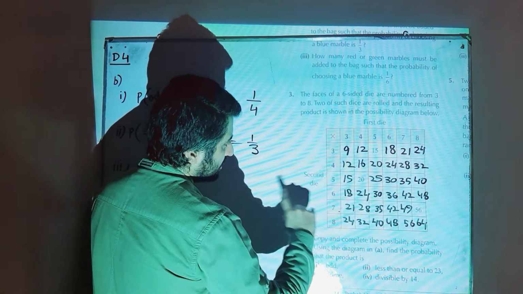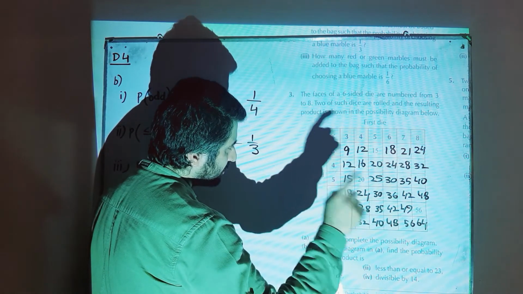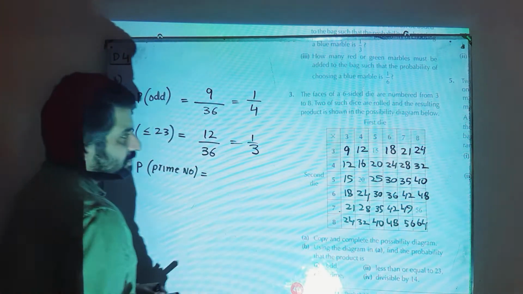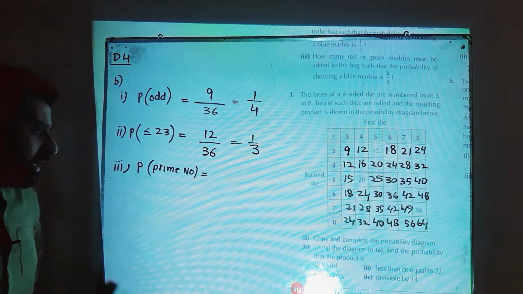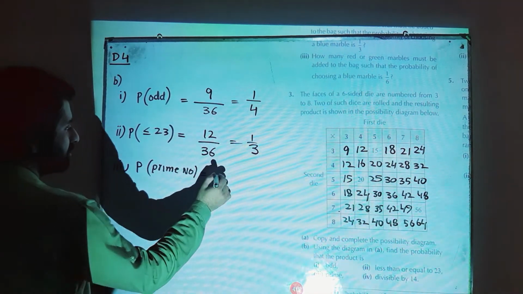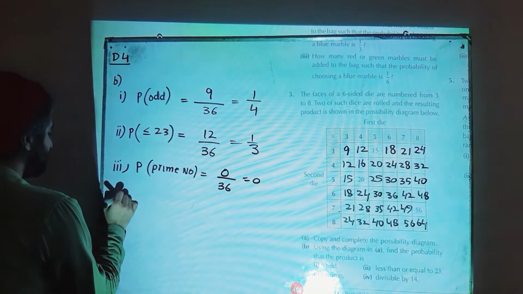Okay, let's see. 12 no, 16 20 24 28 32, 15 20 25 30 35 40, 18 24 30 36 42, don't have any prime number. 21 28 35. Do you think we have a prime number over here? 24 32. No, we don't. We don't have a prime number. So when you don't have a prime number, that is 0 out of 36. So the answer is 0.